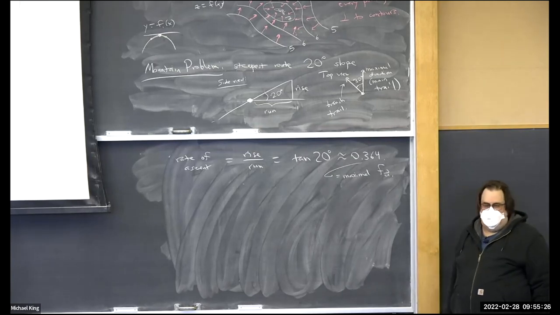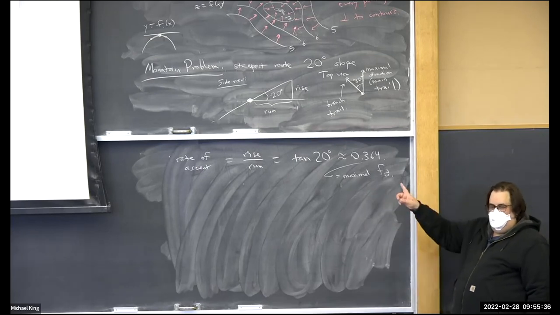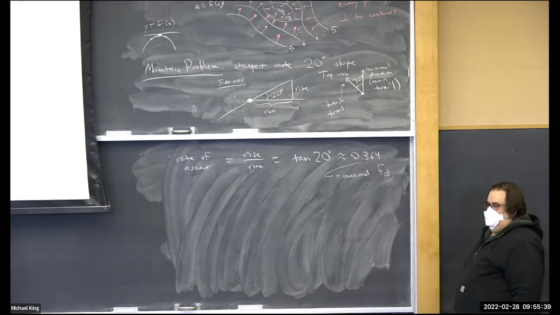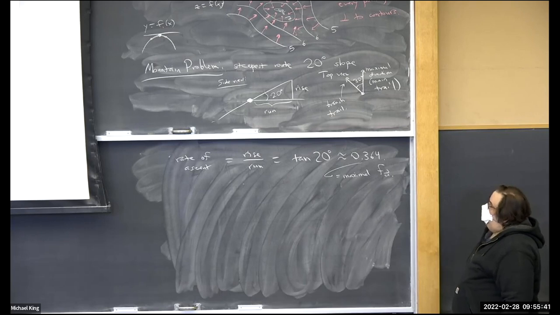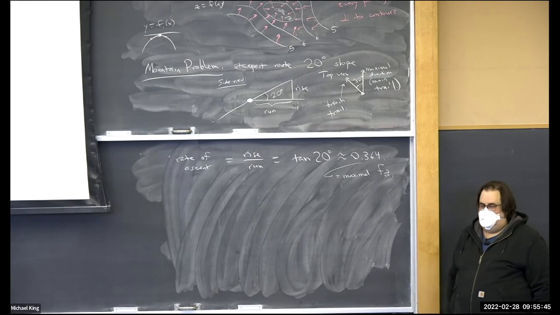I'm giving you guys the maximal fu. That's the maximal directional derivative. It's basically straight up the mountain. And so what did we say? How do we get the directional derivative in the direction that's 30 degrees off? Multiply by cosine of 30, right?